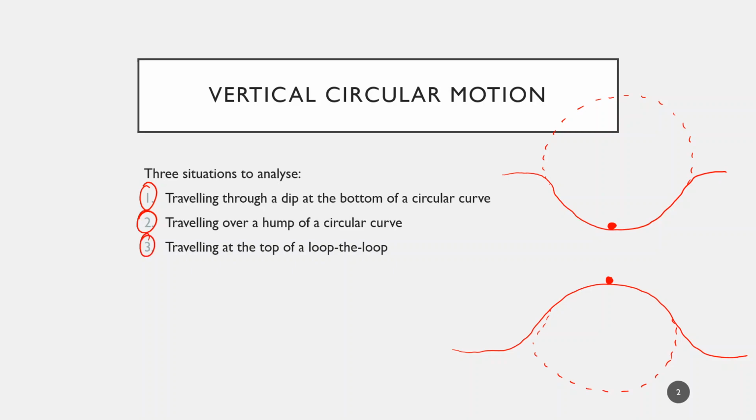And in number three, we're considering what happens when you are at the top of a loop-the-loop. So consider a roller coaster going around a loop like this. That's a section of track, and you can imagine the cart on the roller coaster is somewhere here. Again, we're considering the forces acting at that position only. So there's three main situations that can happen, and they're described by the pictures that you see here. Let's analyze the first one, which is traveling through a dip.